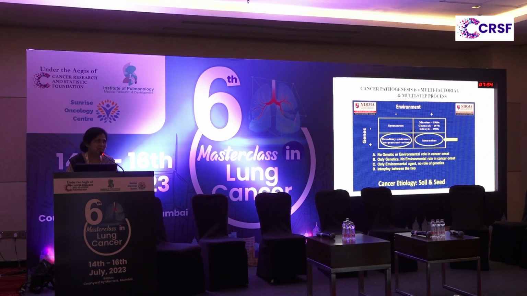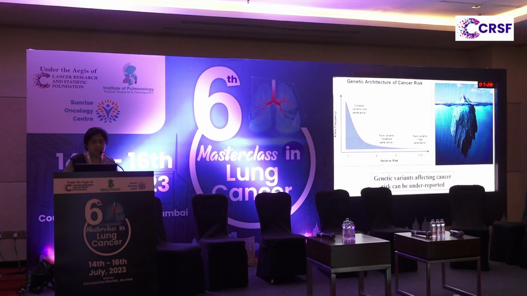So there are 4 quadrants, as we know. A is the basic replication errors. C is better because we know the culprit and we might be able to avoid it and do something about it. B is also very well worked out. We know Bloom syndrome, ataxia telangiectasia, Fanconi's anemia, and all that. What about D, the interaction between environment and the genetic makeup of a person?